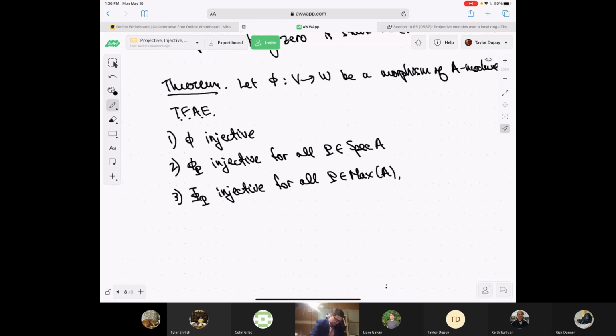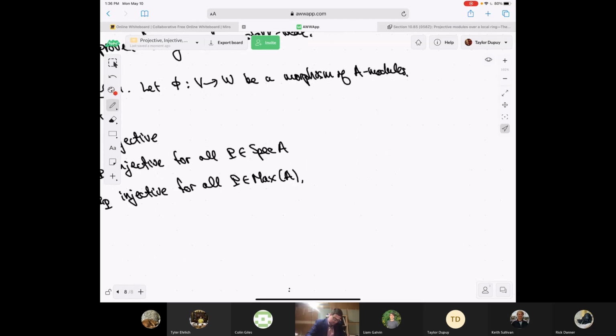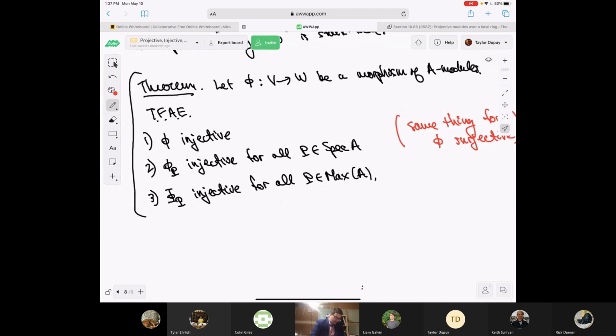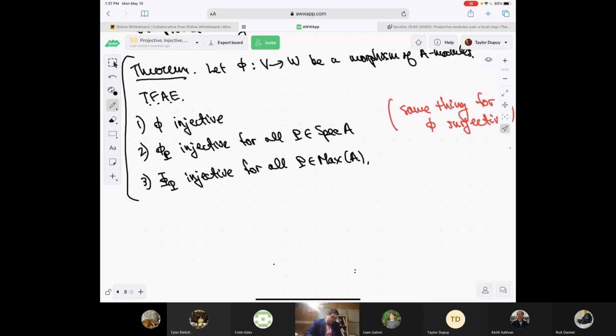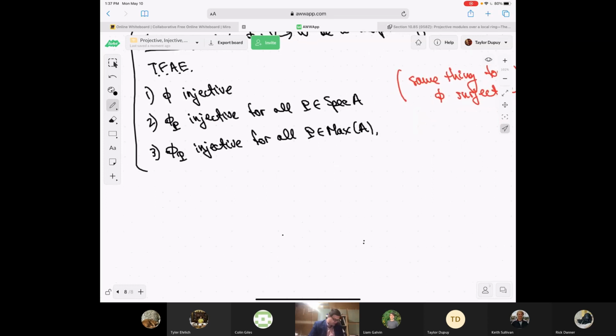Let me just say that we can do the exact same thing for surjectivity. The same thing holds for phi surjective. I'll do that one later, out of laziness, I just don't want to write everything again. So we're going to check that being injective is a stalk local property. Okay, so let's do the proof.